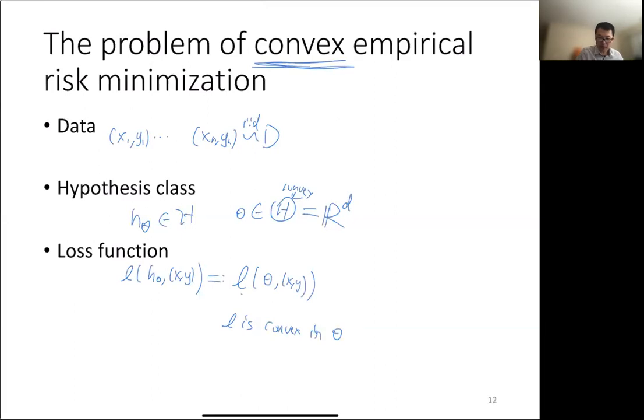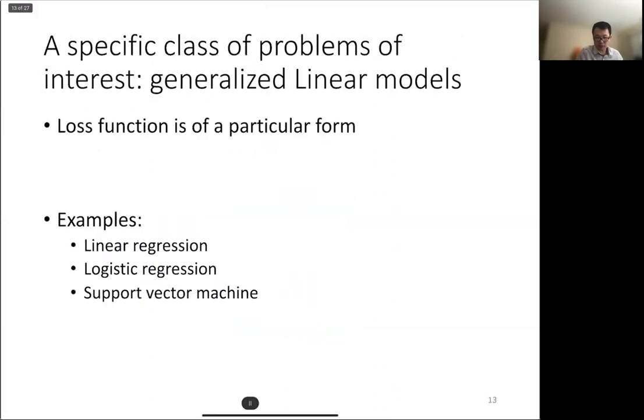A special family of this convex empirical risk minimization is a family of so-called generalized linear models. In this case, the loss functions satisfy an additional particular form. So this L(theta, x, y) is equal to some f, and this f takes only the inner product of theta transpose x, and y. I'll give you a few examples of these generalized linear models.